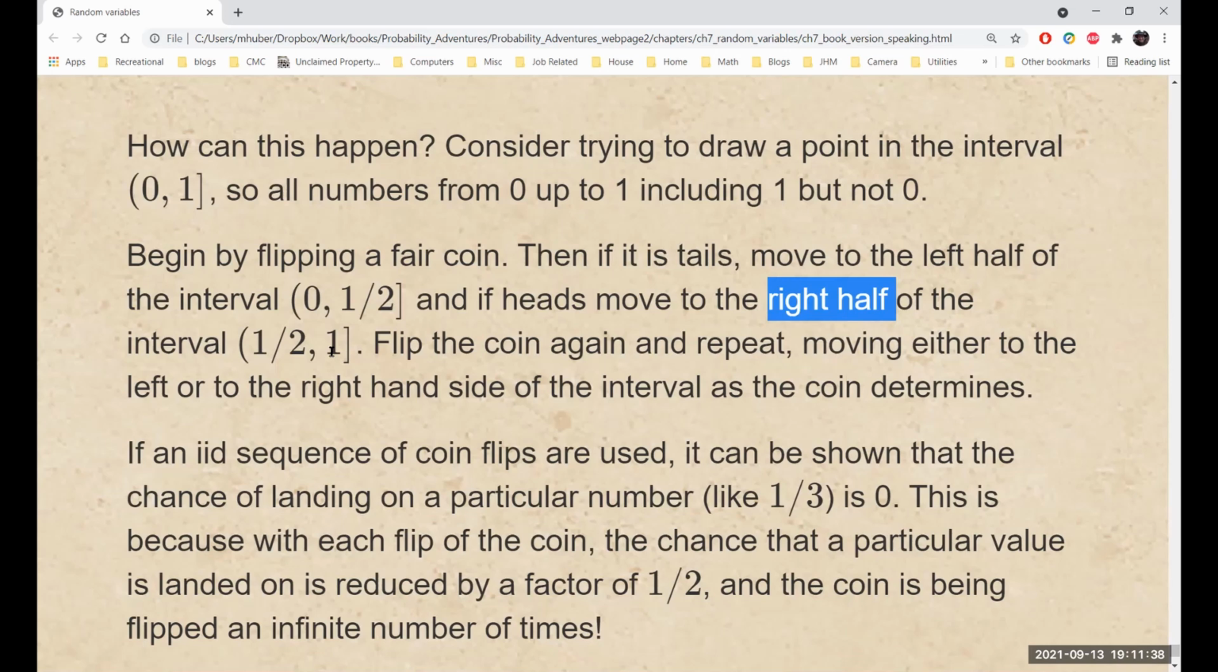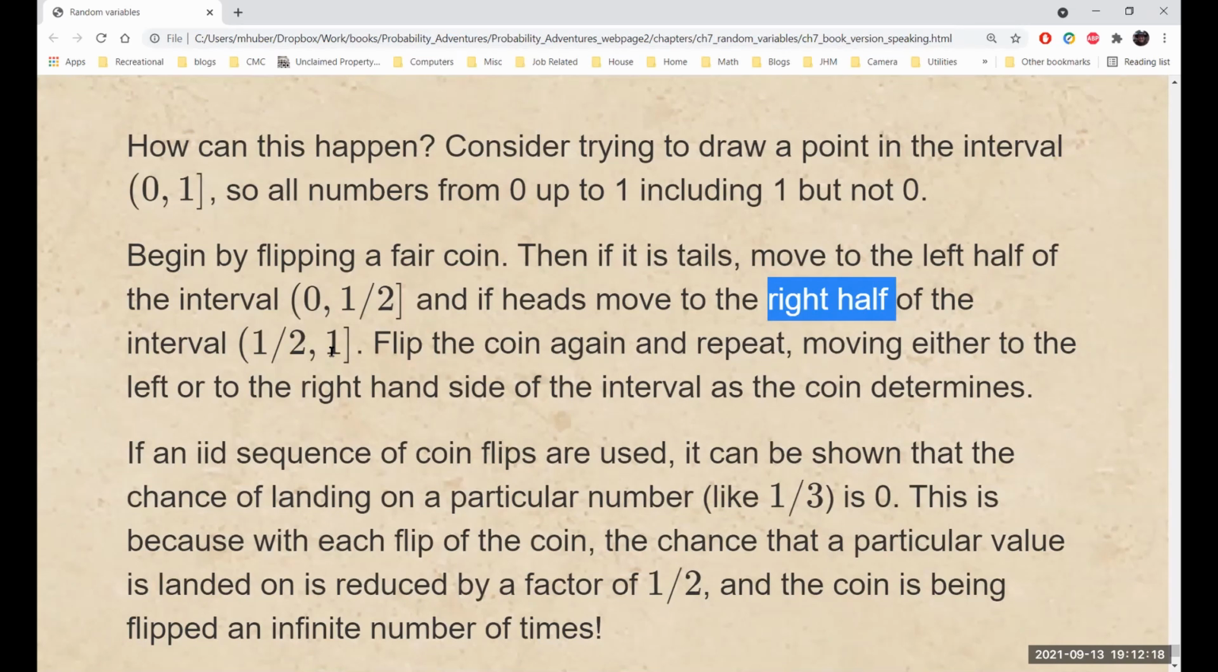Now, if I have an infinite, independent, identically distributed sequence of coin flips, I'm moving to the left half or the right half of the interval. And so my chance of landing on a particular number is going to be 0. That's because with each flip of the coin, the chance of landing on a particular value goes down by a factor of 1/2. And the coin is being flipped an infinite number of times. So the chance of landing on 1/3 is at most 1/2, it's at most 1/4, it's at most 1/8, it's at most any number arbitrarily close to 0.